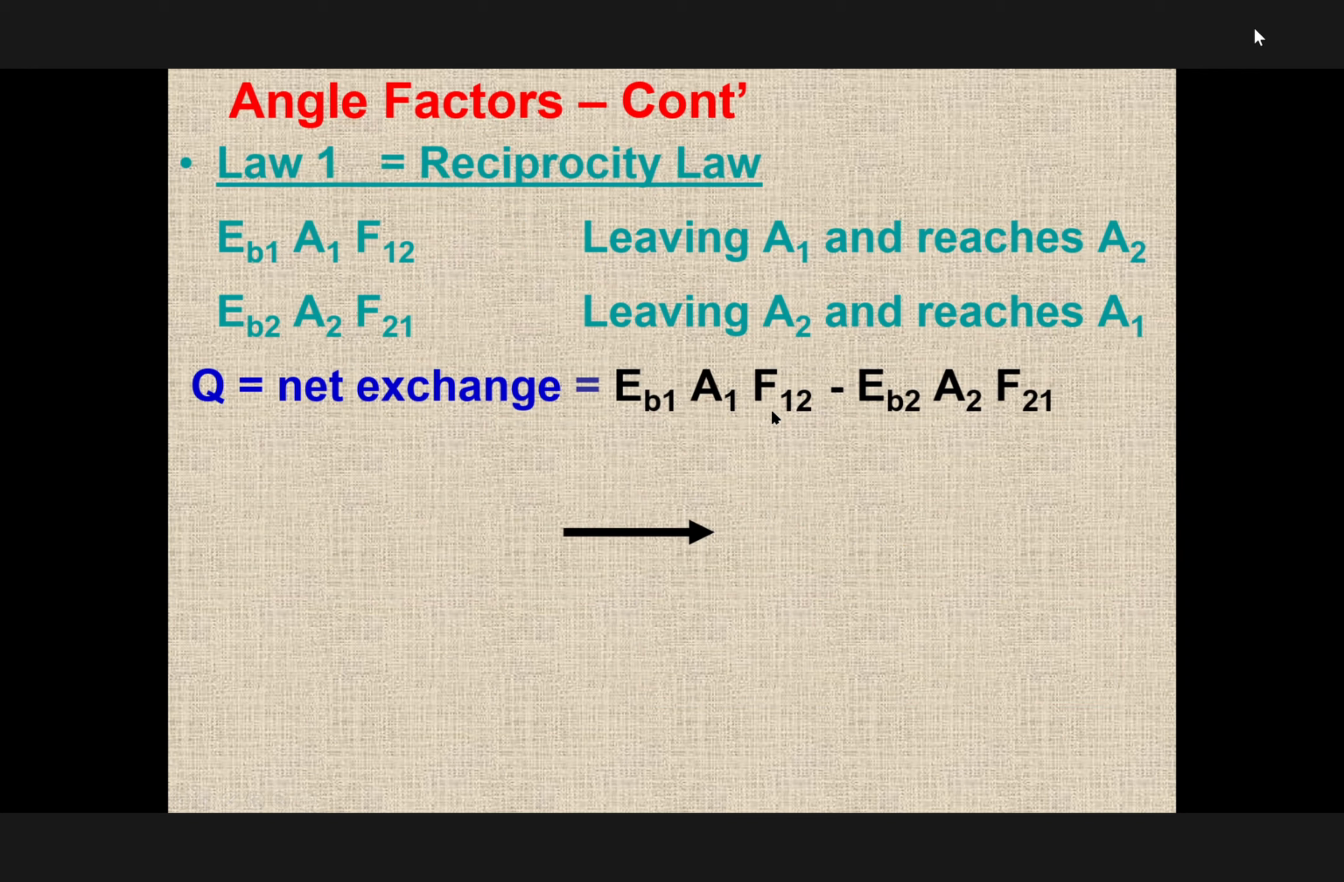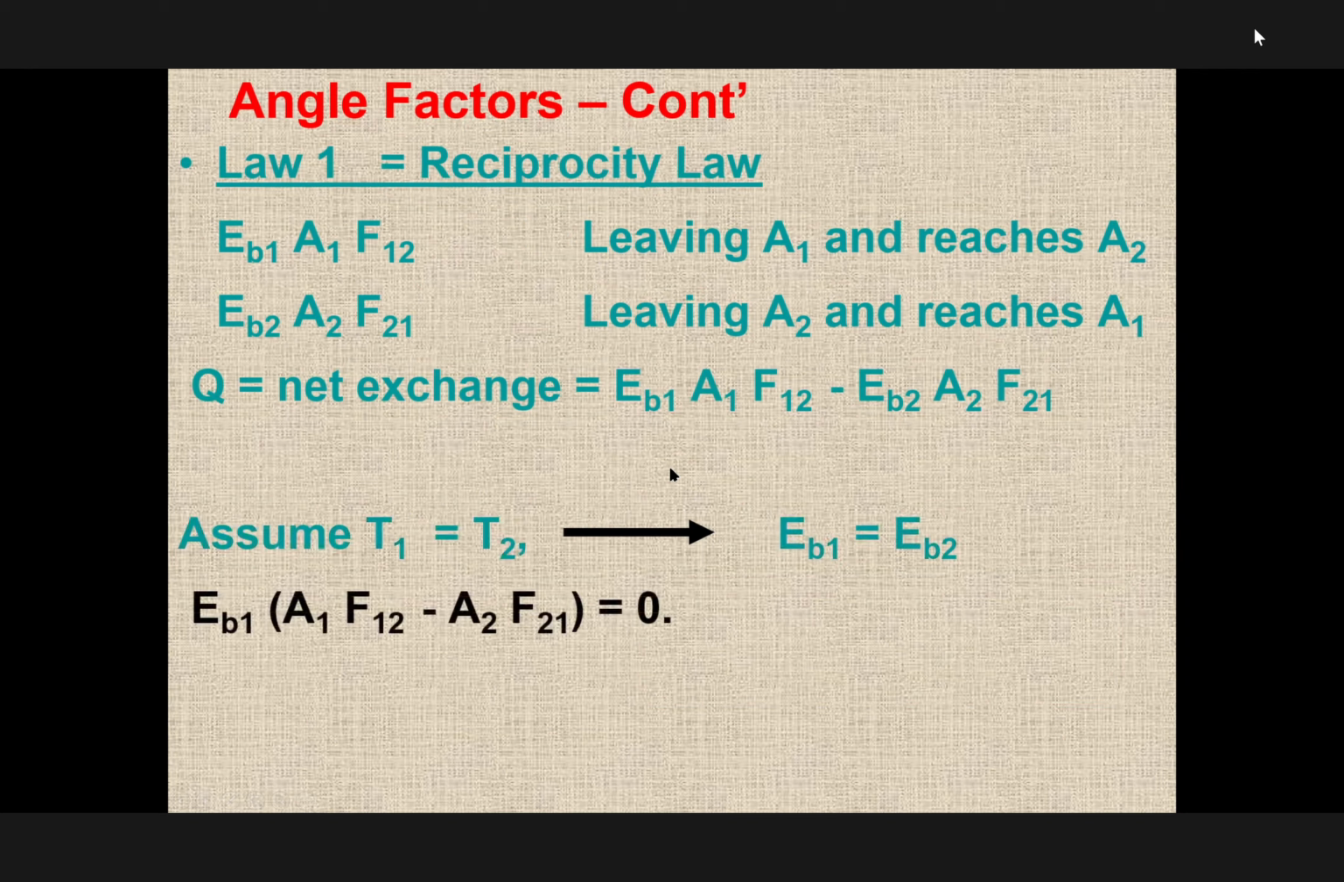Now, let's look at the principle. If I assume T1 is equal to T2, what does that mean? It means this one is equal to this one, because this one is sigma T1 to power 4 and this one is sigma T2 to power 4. If the temperatures are the same, these two are the same, right? Now I go back and replace in that equation, and there is no energy exchange because both of them are at the same temperature. Therefore, when they are at the same temperature, they don't have any exchange, okay?